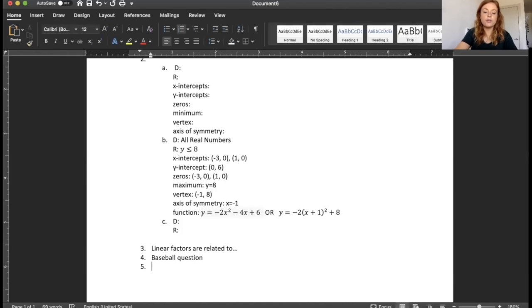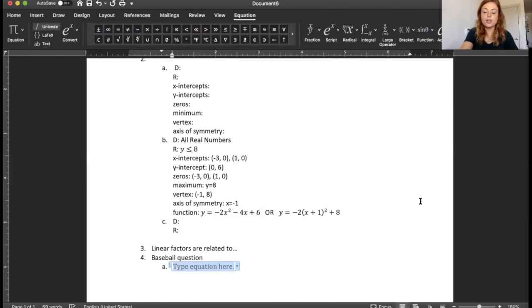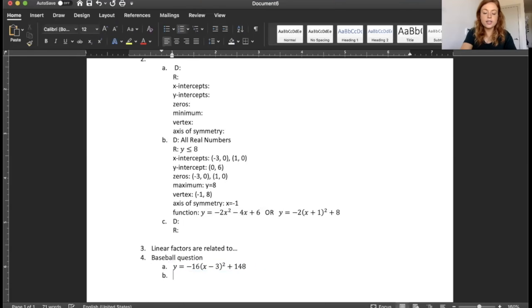You can do it however you want. I'm going to push that little tab over so I have a part A. So the first thing I needed to write in part A was my vertex form. So I just found that. y equals -16 times (x minus 3) squared plus 148. And then the next thing that I had to write was my standard form. So let's flip over and see how we get to standard form.